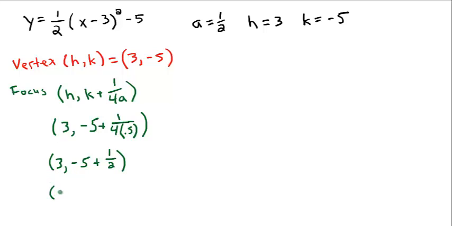And now we could do this in decimal form. That's okay. We'll have 3 comma, and in decimal form, if we have -5 and we add 1/2 to it, we're going to be left with -4.5. And that's our focus point. So let's keep moving on.